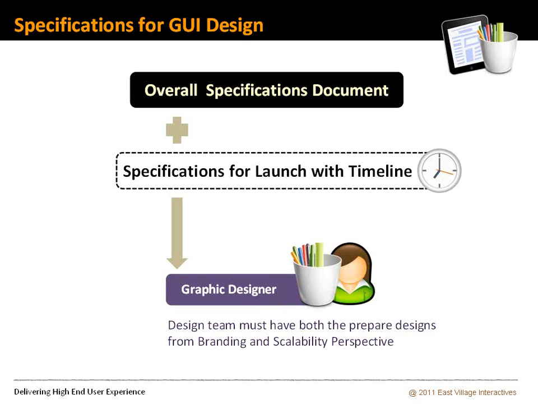The GUI team is given both the overall specifications and the specifications for launch with timeline, for the simple reason that the designs that they now prepare have to be scalable from all perspectives. They know that eventually all of these specifications have to be met. Hence the design cannot just cater to only specifications for launch. Design should be scalable to eventually meet features that might come along from time to time.